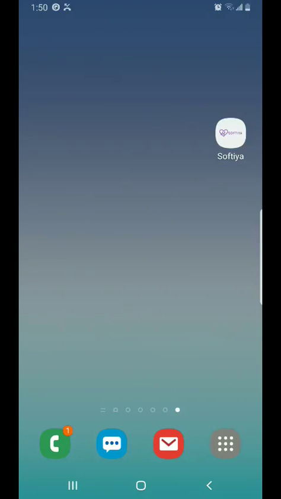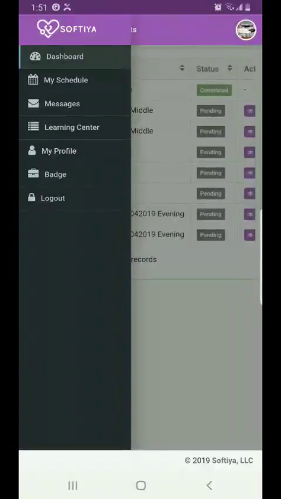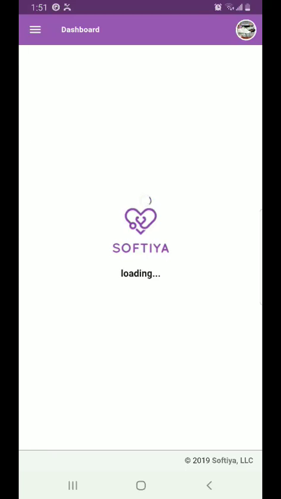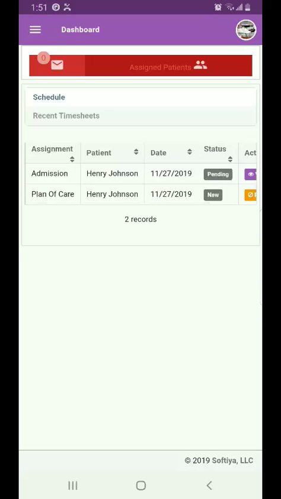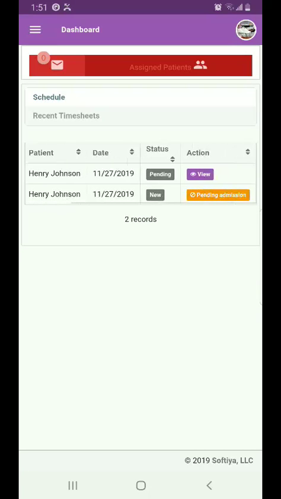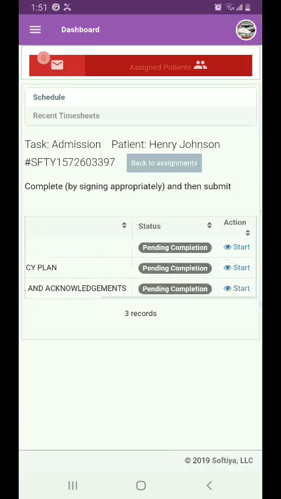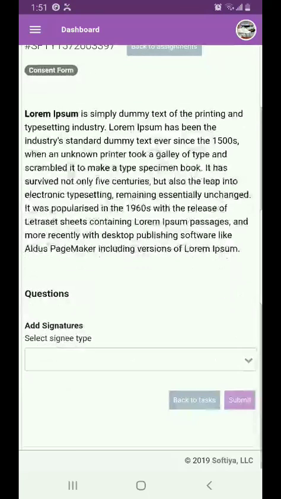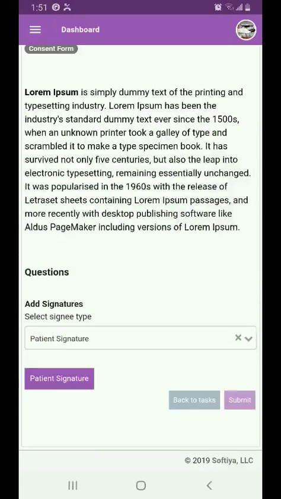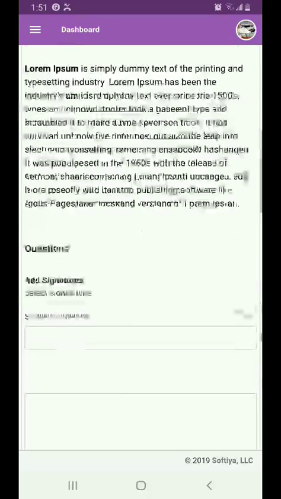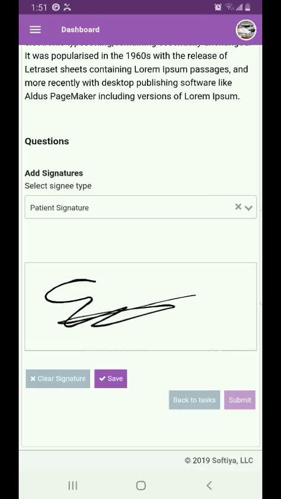Admission is a lot of work. Admission paperwork is a lot. Therefore, we added a way for you to do your admission paperless on Softiya. You configure the forms that you use for your admissions, and then you go ahead and do the admission. Click on Start the Admission.